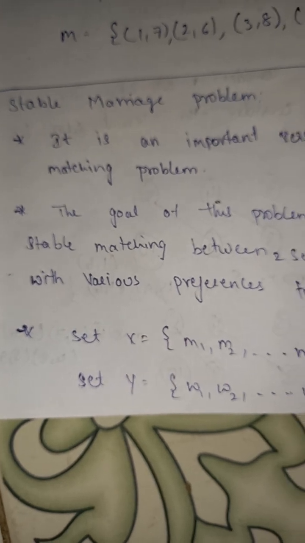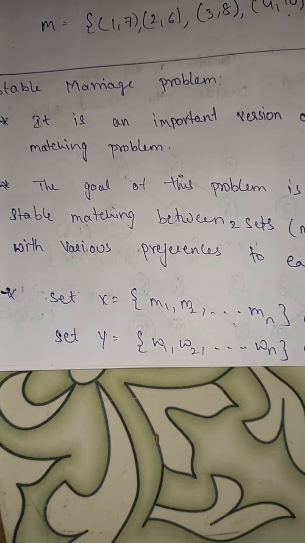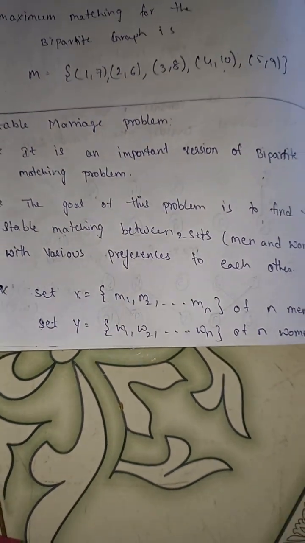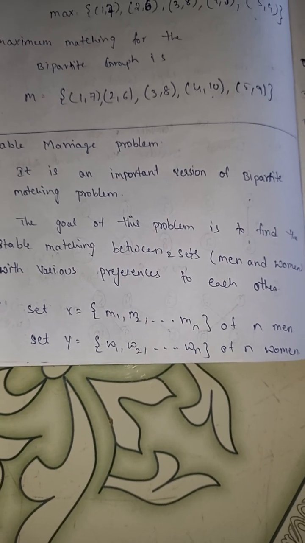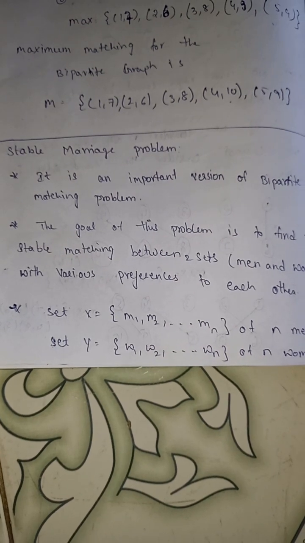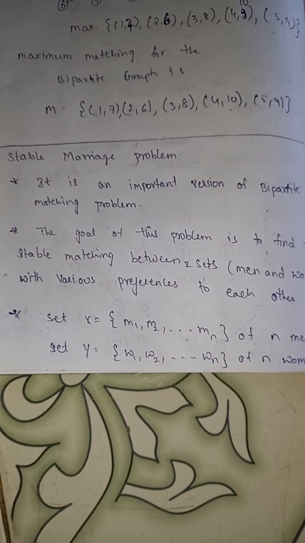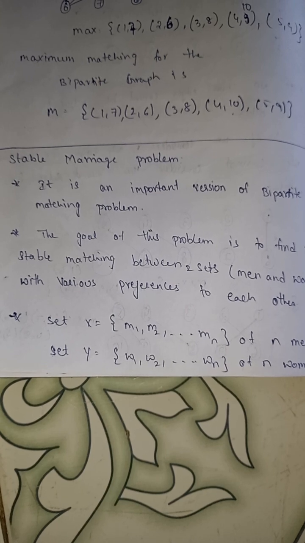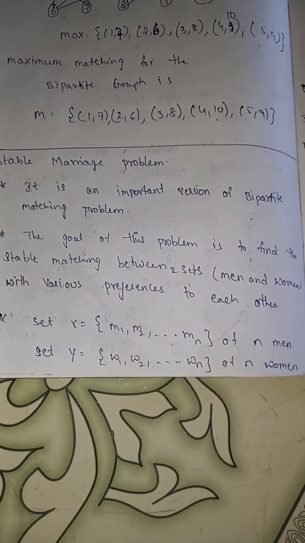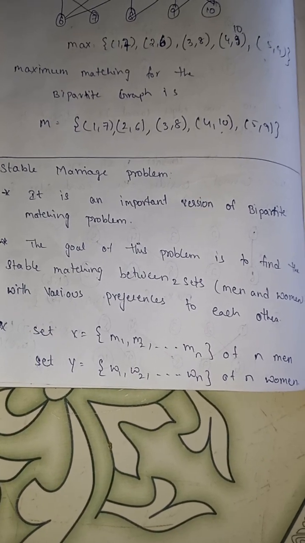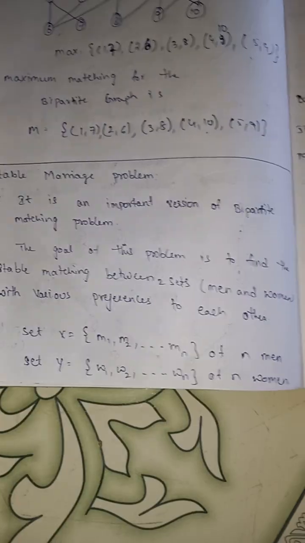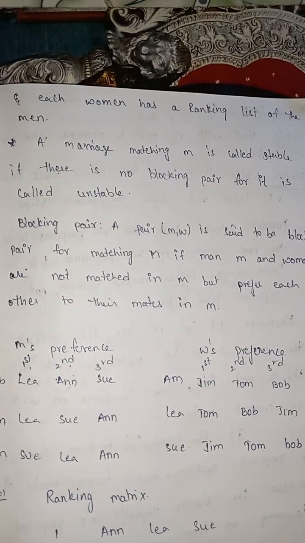Stable marriage problem. It is an important version of the bipartite matching problem. The goal of this problem is to find the stable matching between two sets, that is nothing but men and women with various preferences for each other. The men are represented with X equal to the set of m1, m2, and so on up to mn. Women are represented with Y equal to the set of w1, w2, and so on up to wn. And each woman has a ranking list of the men.